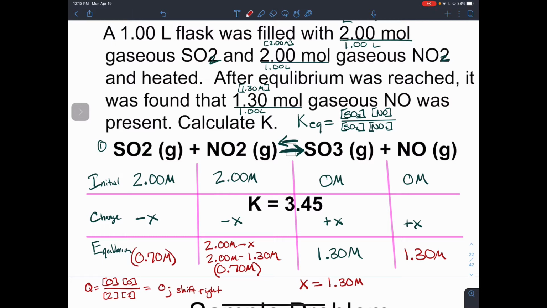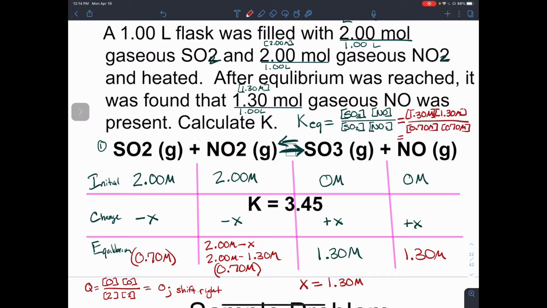So now I've got my table filled in, and what was I trying to find out? K. I can go back to my equilibrium expression for K, plug in the things from my table, and now we know the value. Setting up this table is a handy tool to help us fill in the gaps for the information that we do not know from the information that we do know.